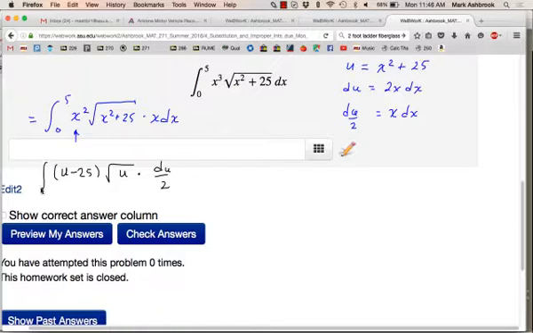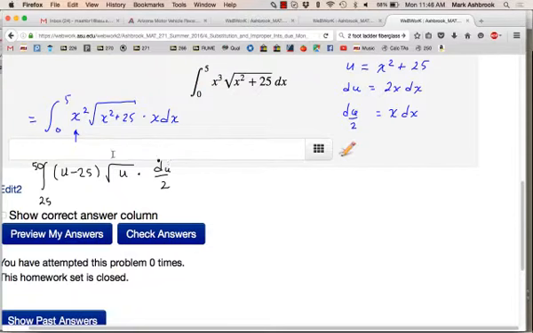Since we have a definite integral, let's go ahead and change the limits into the limits of u, and then just solve it and never go back to x, right? Since it's a definite integral, we can change the limits to u and just evaluate it that way. So when x is 0, what is u? 25. And when x is 5, 50. So u is going to go from 25 to 50.